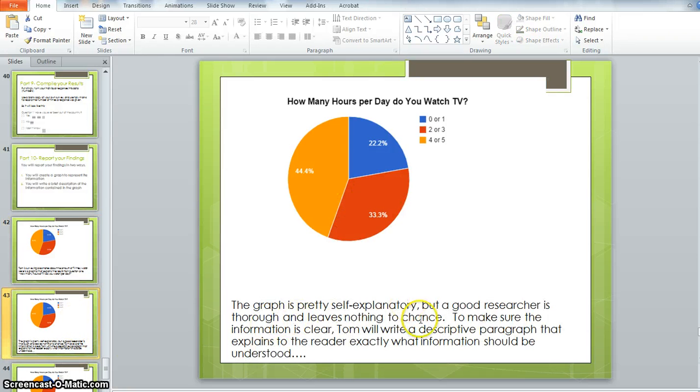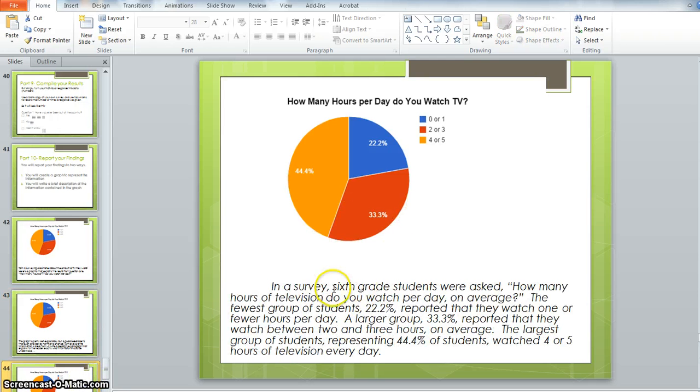The graph is self-explanatory, but a good researcher is thorough and leaves nothing to chance. To make sure the information is clear, Tom will write a descriptive paragraph that explains to the reader exactly what information should be understood. So there may be someone out here who doesn't understand how to read this. So here is what Tom writes.